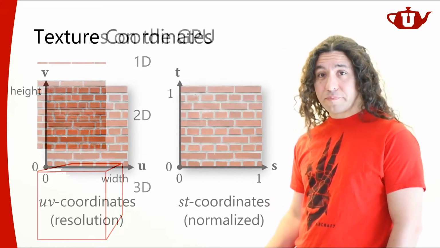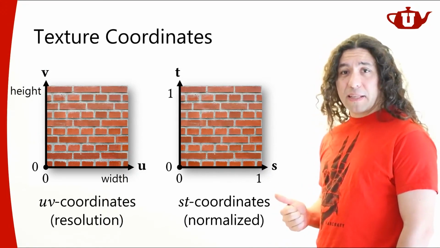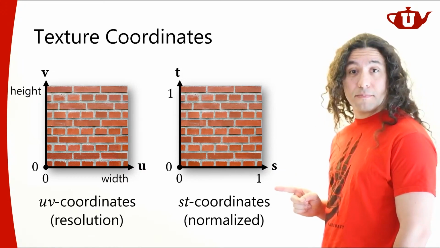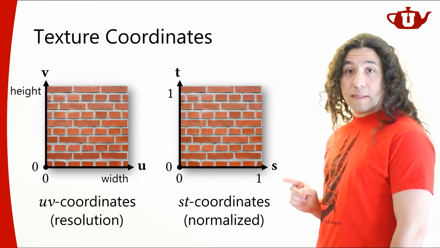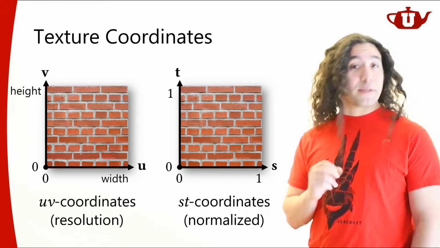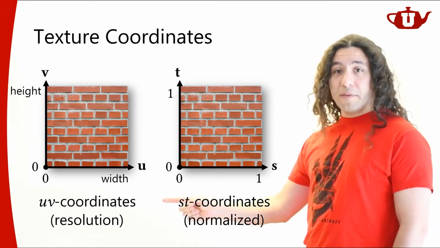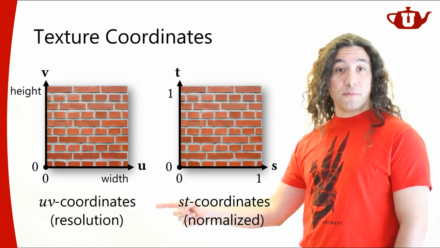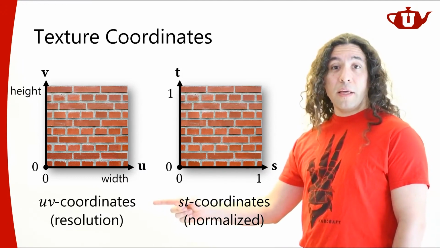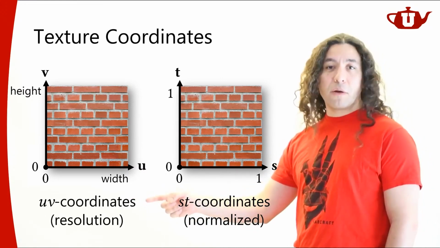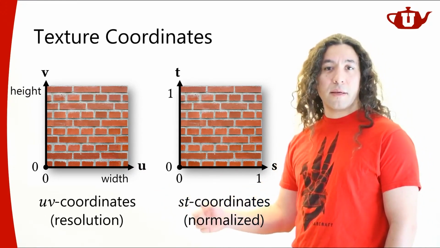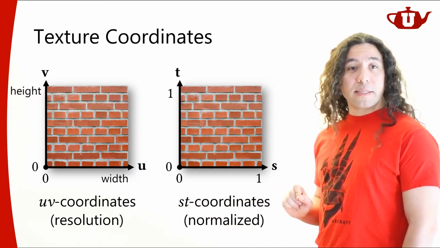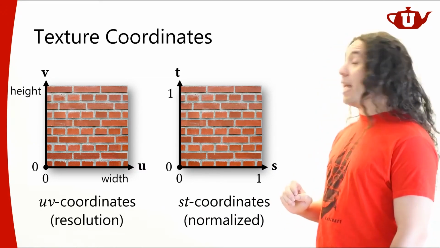So here's the thing. On the GPU specifically, we have UV coordinates and we have ST coordinates. UV coordinates specifically, if you look at, for example, OpenGL specification, UV coordinates depend on the resolution of the image. Right, so U coordinate goes from 0 to width and V coordinate goes from 0 to height, right? So these are resolution dependent coordinates. ST coordinates are normalized coordinates. So these are resolution independent coordinates.